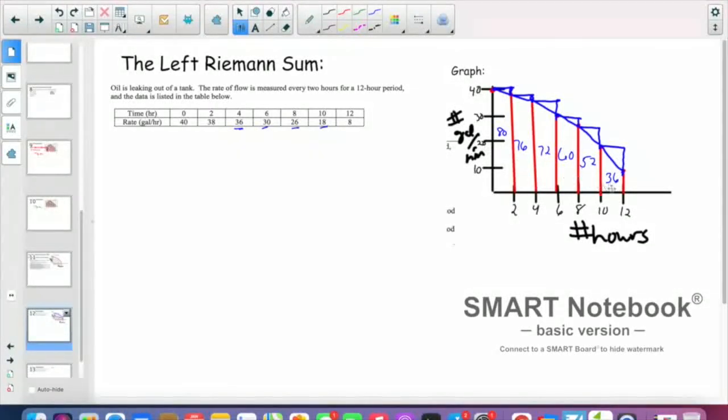So if we add all of these areas together, we will get the area under the curve. We end up getting 376. Remember in the last section, we talked about finding the units. We said to find the number of units we're talking about, we would take the units for the y values times the unit for the x values. So gallons per hour times hours. The number of hours cancels, so this is going to be 376 gallons. So the tank, I believe it was asking us how much oil has leaked from the tank in that 12-hour period, and our estimate will be 376 gallons.